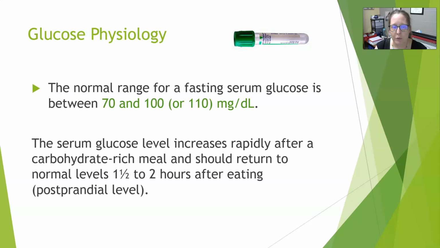The serum glucose level will increase rapidly after a carbohydrate-rich meal, but should return back to normal levels within an hour and a half to 2 hours after eating, and those are considered postprandial levels, and we'll come back to that here in a minute.